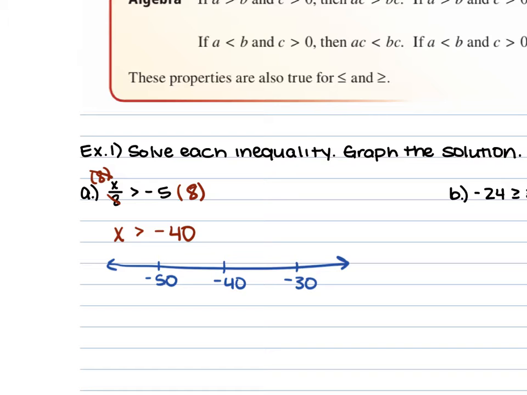For this one, again, your variable comes first, your sign points to the right, so we're going to have an open circle on that negative 40, and our line will run to the right. And remember, there's no equal to here, or there's no line underneath that inequality sign, so that's why we have an open circle on that negative 40.